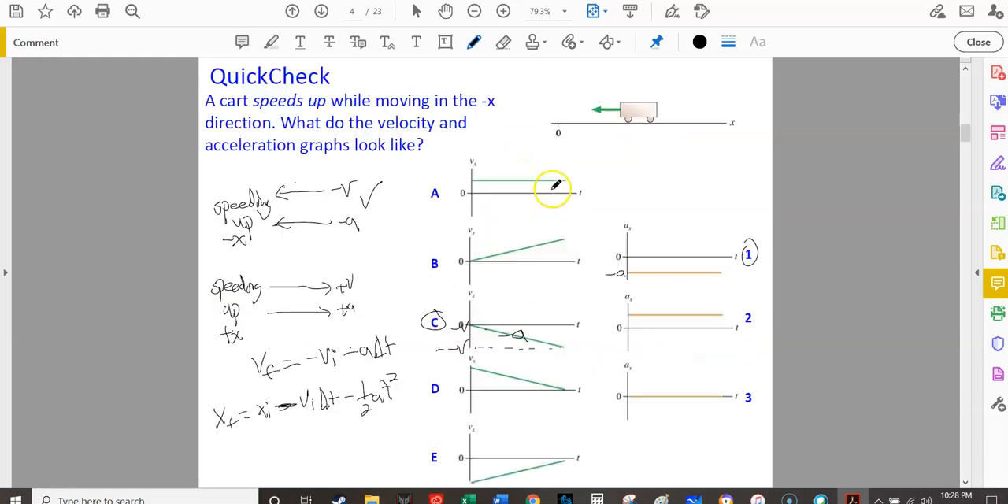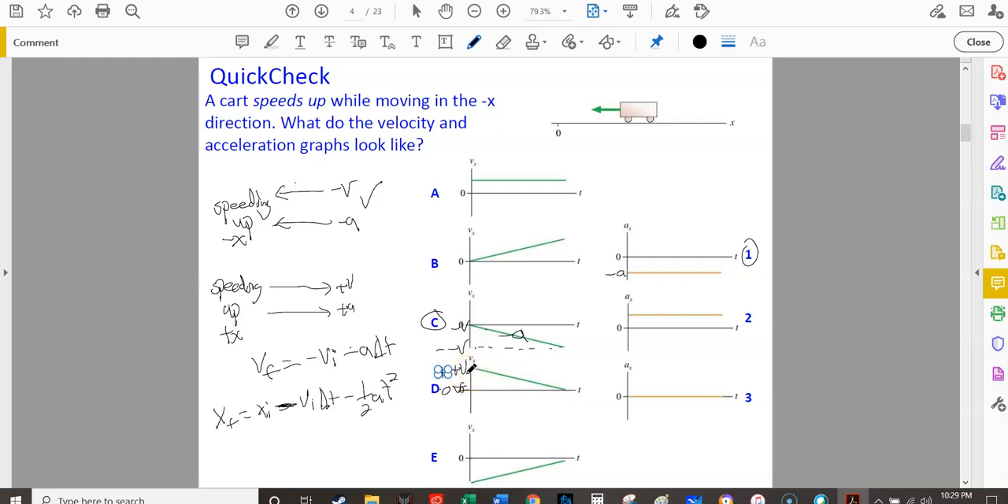positive x direction. So which one of those graphs would look like that if it's moving in the positive x direction and it's slowing down? Would it be A, B, C, D, or E? Well, it's going to have a high positive initial velocity, and then it's eventually going to come to a stop. So it's going to have a 0 velocity. So it's that first part of the motion is going to look like this. Correct?